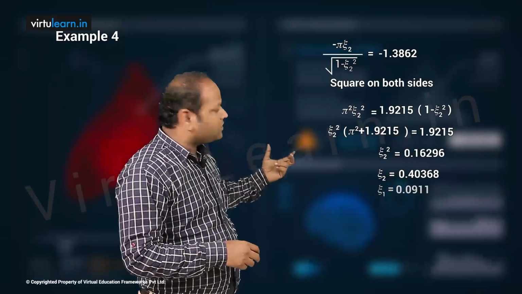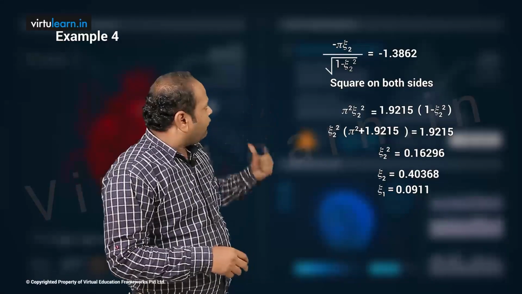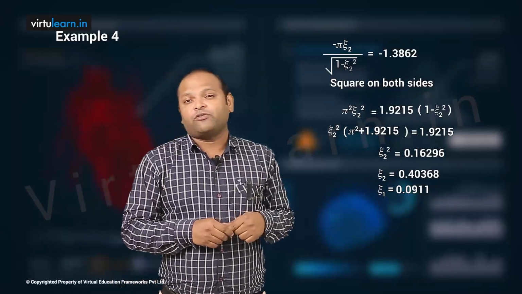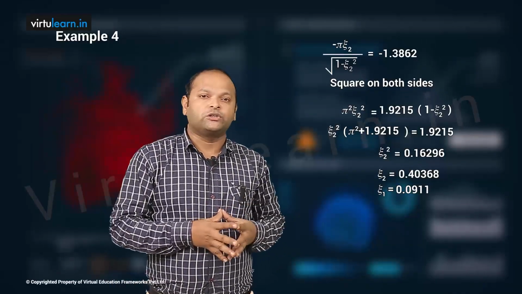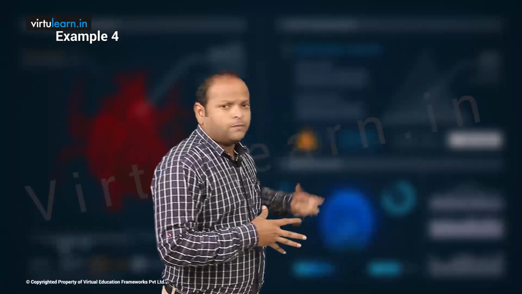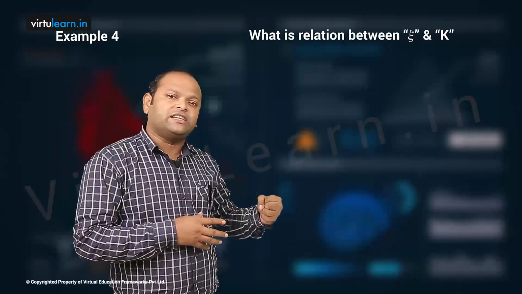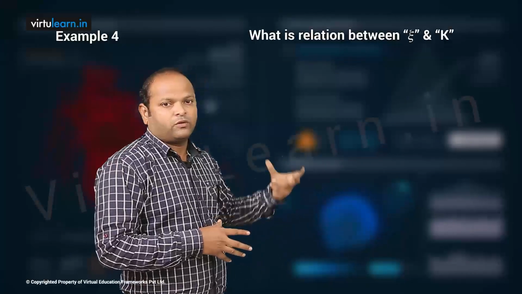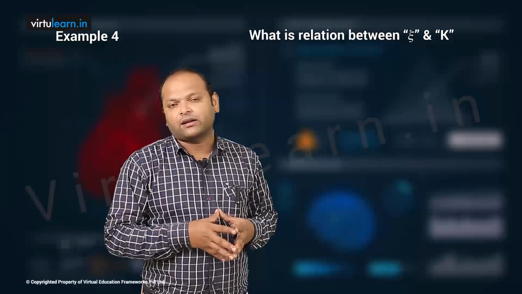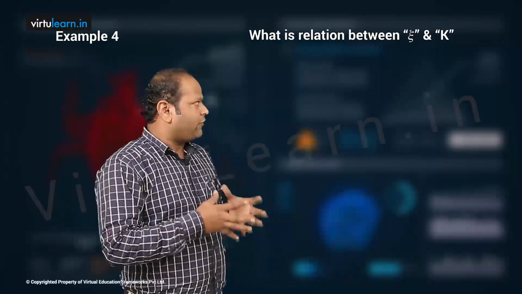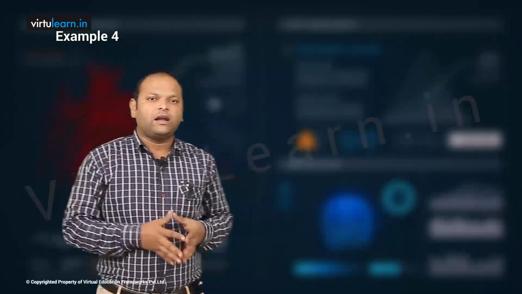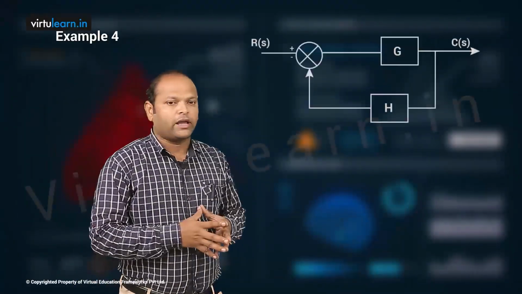So we know how to calculate zeta 1. We also got the zeta 2, and by using these two values, you can find out by what factor amplifier gain can be reduced. So next, we should know what is the relation between zeta and k. If you know the relation between zeta and k, then you can find out by what factor k can be reduced. For that, let us take the closed loop block diagram.